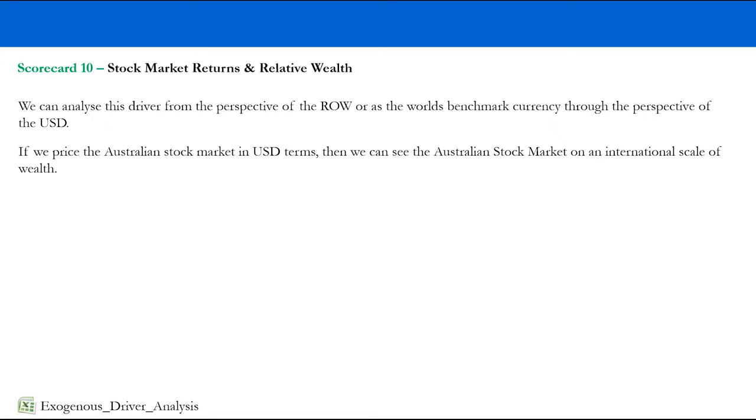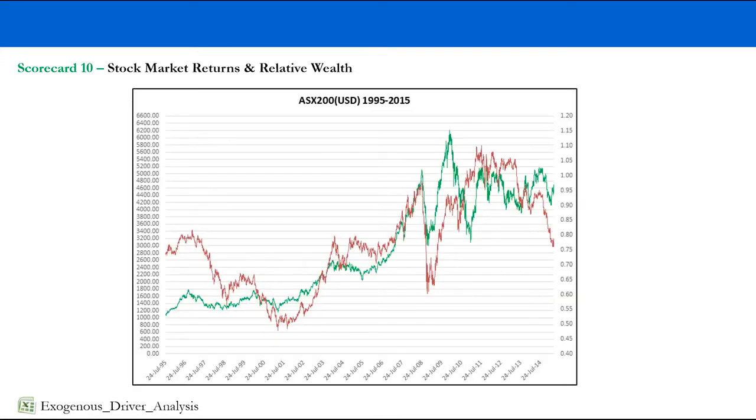So what we do is, if we price the Australian stock market in US dollar terms, then we can see the Australian stock market on an international scale of wealth. And this is what it looks like. We'll go over to the exogenous driver analysis spreadsheet in a moment.